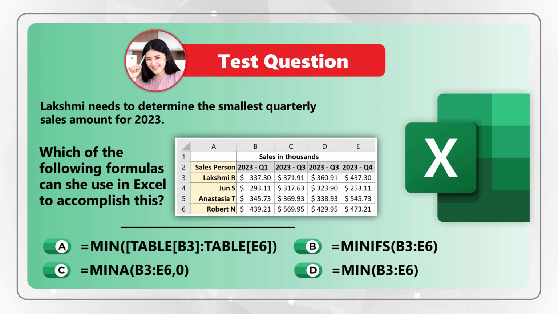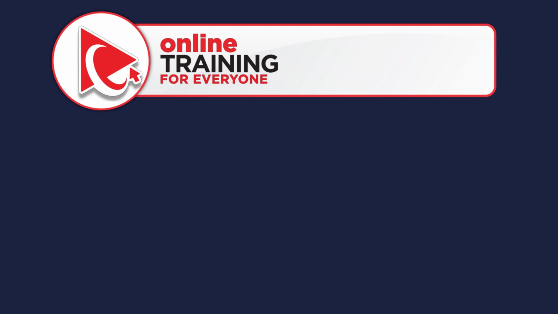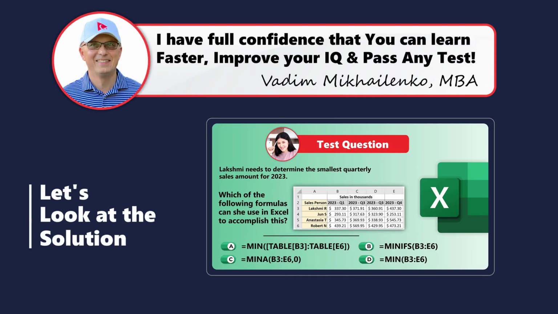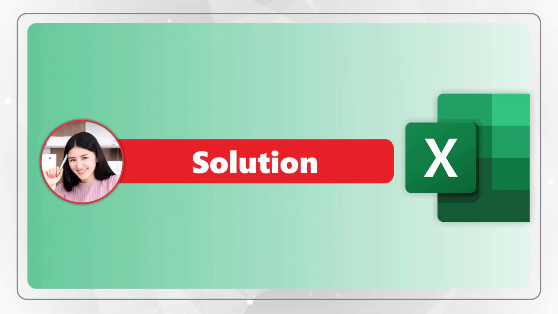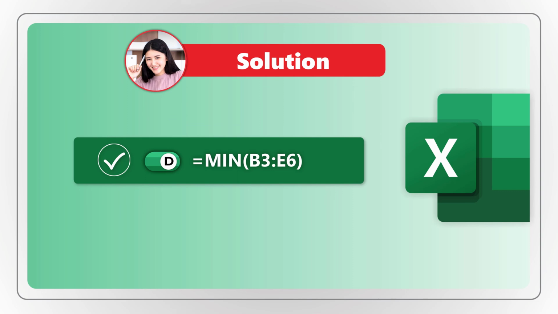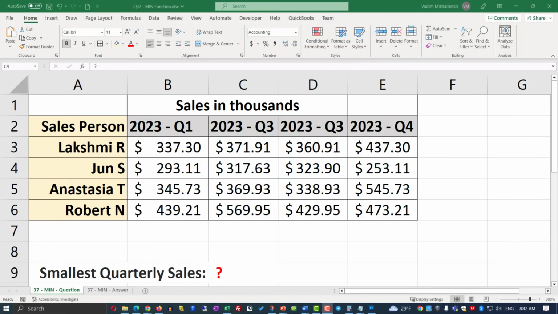Take a close look, maybe pause this video to see if you can come up with the solution. On my end, I'm going to jump to Microsoft Excel to share with you my version, and obviously if you have a better way to solve it, please make sure to post in comments. I believe the correct answer here is choice D, using the MIN function and then in parentheses supplying the argument B3 through E6. To understand the answer, let's look at the data.